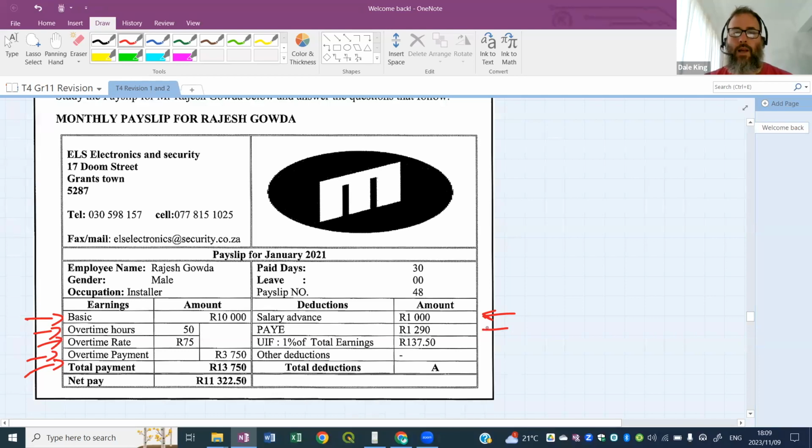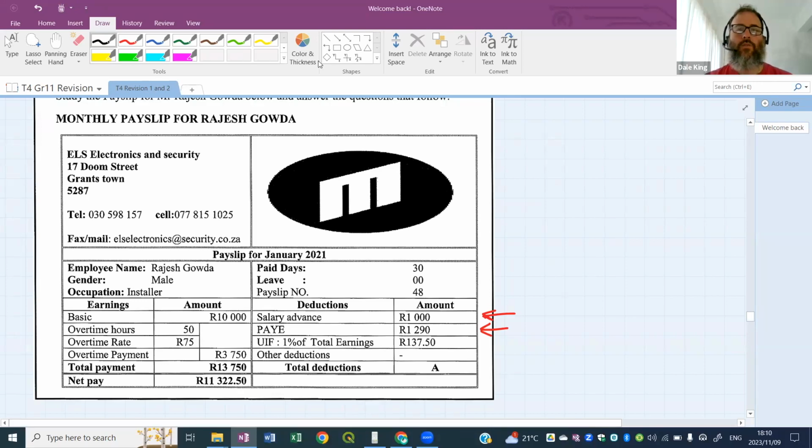Then you get PAYE. Can someone tell me what does PAYE stand for? Anybody out there? You should all know. What does PAYE stand for? Somebody. Pay as you earn. Good. Very good. Pay as you earn. So that is income tax. PAYE is the income tax, the tax you pay on your income. So you pay tax as you earn.